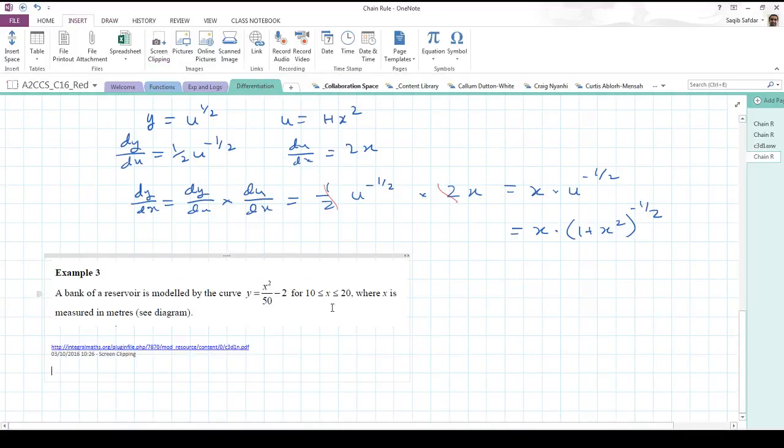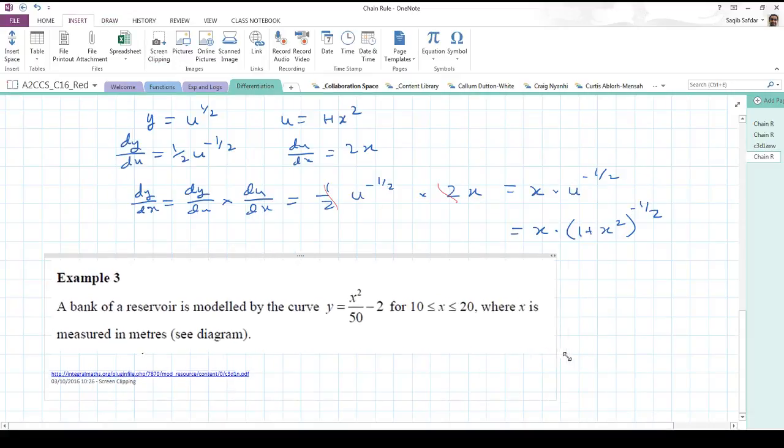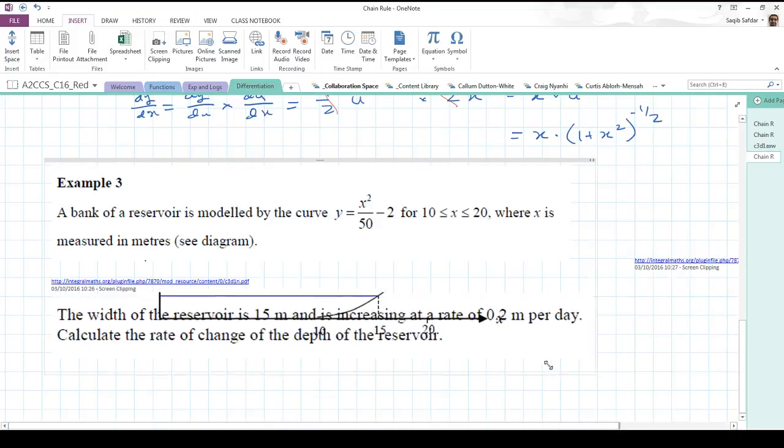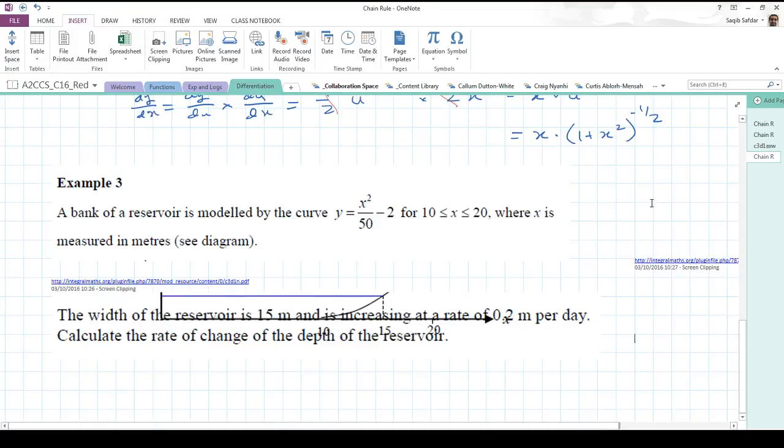The second part hasn't come up too clearly for some reason, but I'll put it in like this. Probably not too clear. Okay. So we're now just going to use this for rates of change, and we're doing quite a bit of work on this. So the bank of a reservoir is modelled by this curve: y equals x squared over 50 minus 2, where x lies between 10 and 20, and x is measured in meters.